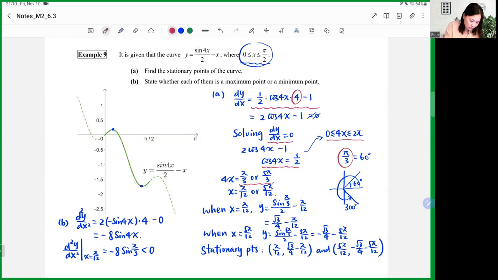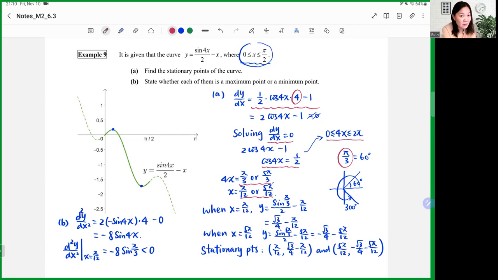And then I have these two values. The y value must be obtained by the original function. So do not substitute this into this. Substitute in the original function. So I get this value in the exact value, okay? And this one also exact value. I have two stationary points, this and this. You can also see from the graph given, we do have two stationary points.